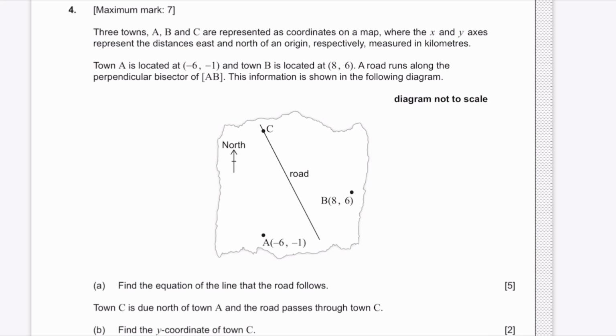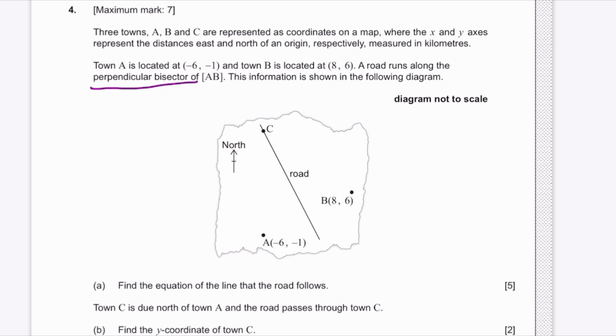All right, so let's take a look at question number 4. 3 towns A, B, and C are represented as coordinates on a map where the x and y axes represent the distances east and north of an origin, respectively, measured in kilometers. Town A is located at -6, -1, and town B is located at 8, 6. A road runs along the perpendicular bisector. I'm going to already underline that because I know that's going to be important. Of AB. This information is shown in the following diagram.